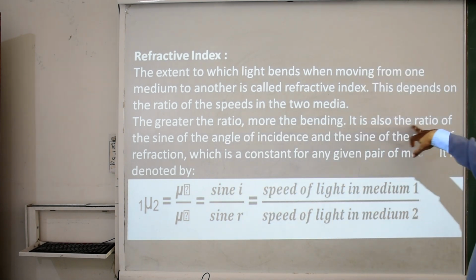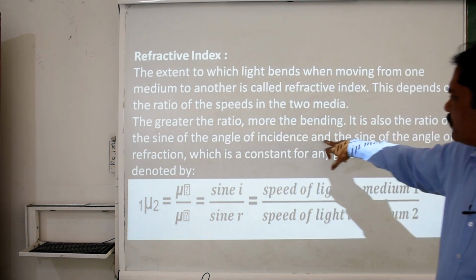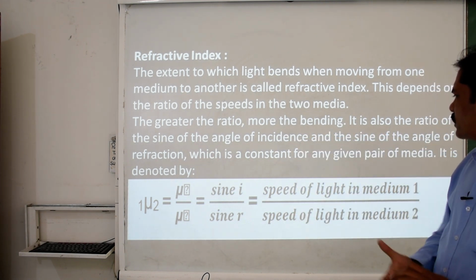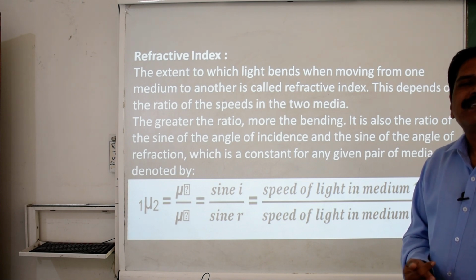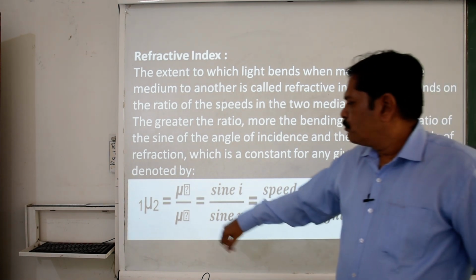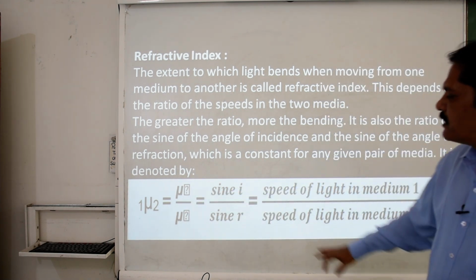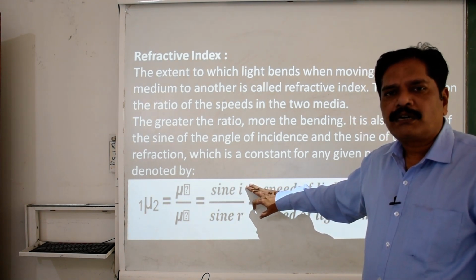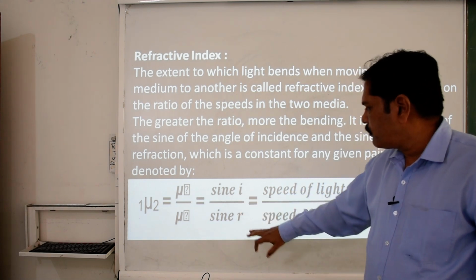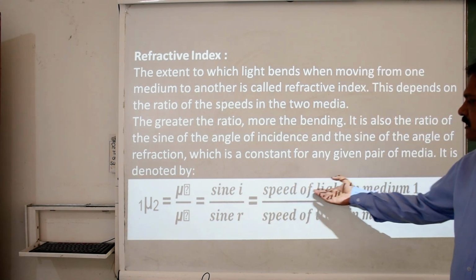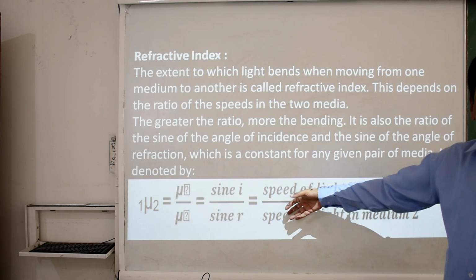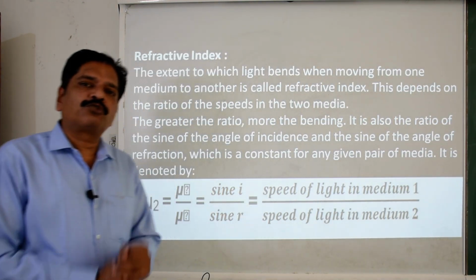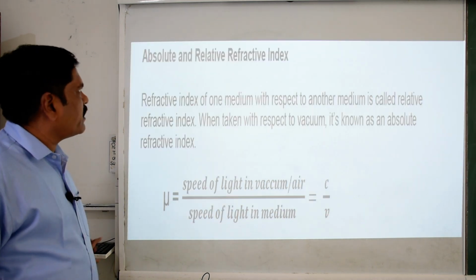the more the bending, and it is also the ratio of the sine of the angle of incidence and the sine of the angle of refraction, which is constant for the given pair because it follows Snell's law. So here mu 1 upon mu 2 is sine i upon sine r, the value of the angle of incidence upon the value of the angle of refraction. It can also be considered as the speed of light in medium 1 and the speed of light in medium 2. When you consider this 2 1, then you can find out the refractive index.